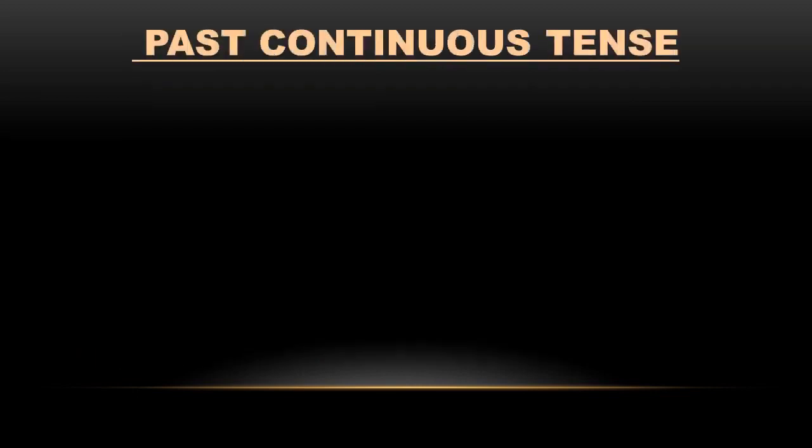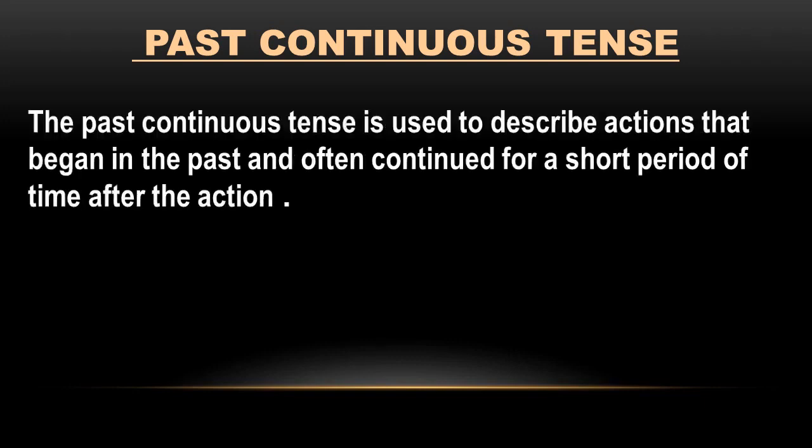Next subpart we have is past continuous tense. The past continuous tense is used to describe actions that began in the past and often continued for a short period of time after the action. That means, as the name of this tense suggests, continuous, that represents continuity of any action, but as it is past, that will reflect the continuity of any action or event which continued sometime in the past.